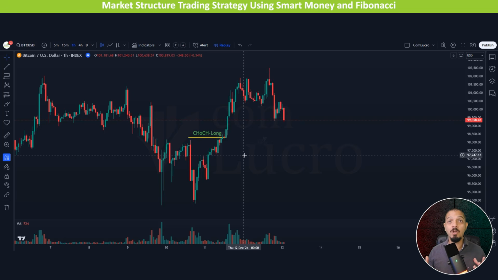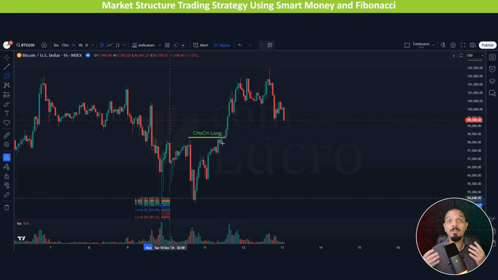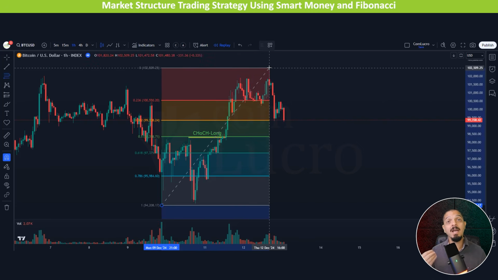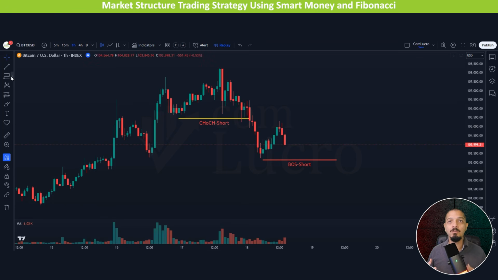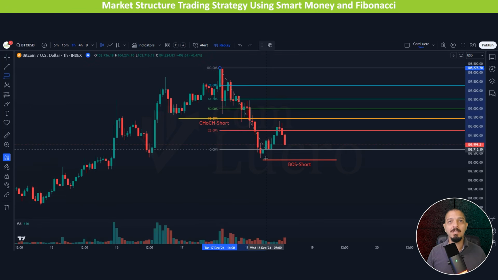Now, let's jump right into this strategy and discover how to enhance your trading results with clarity and confidence. Let's start with the Fibonacci retracement. Open your chart on TradingView and select the retracement tool. For bullish moves, connect the low to the high, ensuring that 100% is at the starting point and 0% is at the end. For bearish moves, reverse the process, placing 100% at the top and 0% at the bottom.